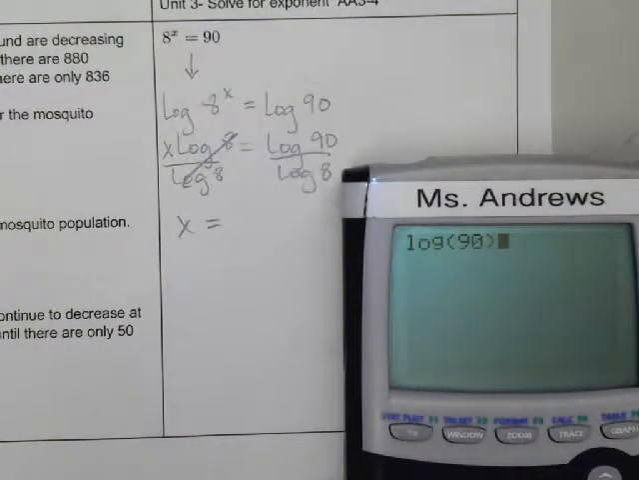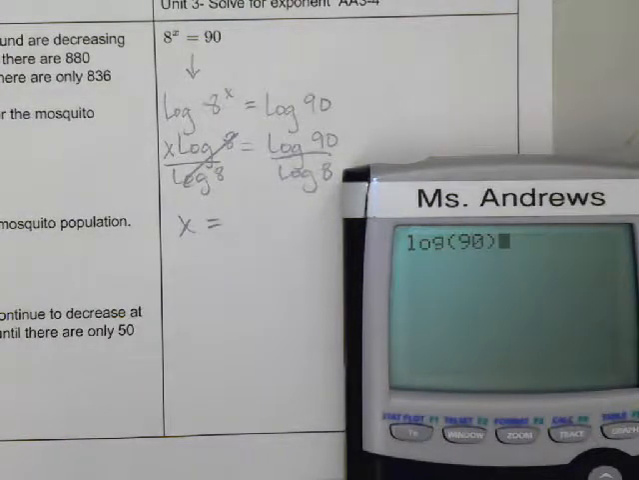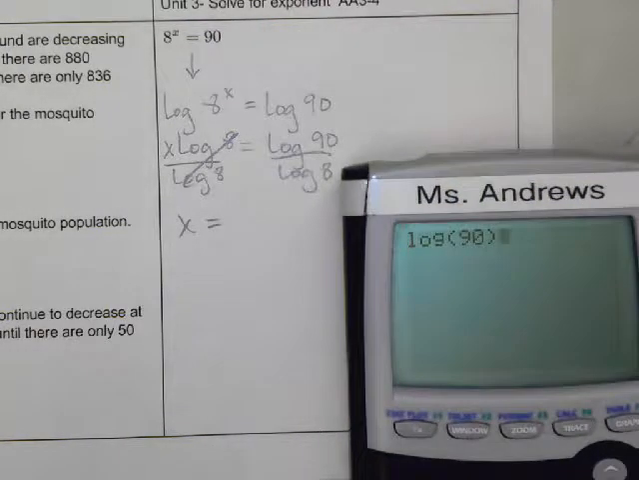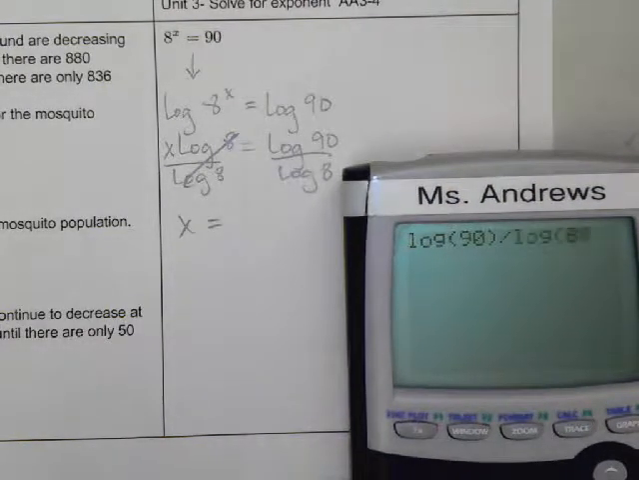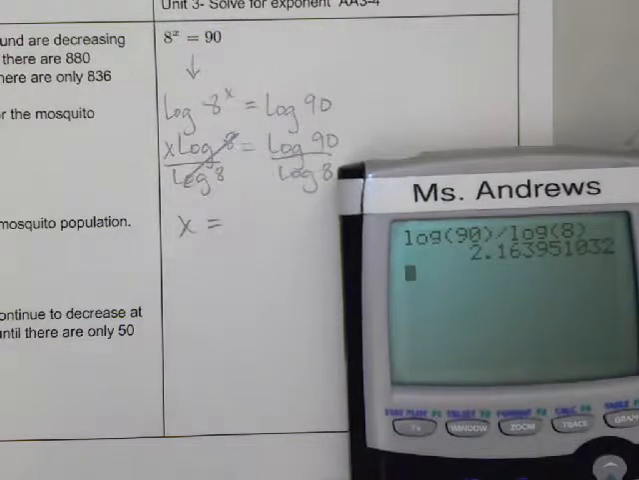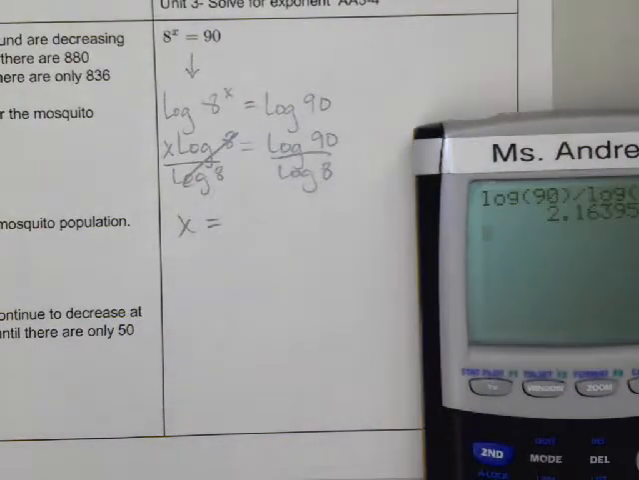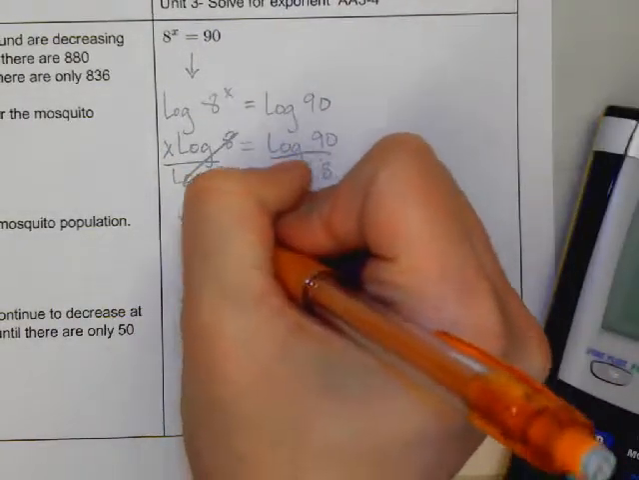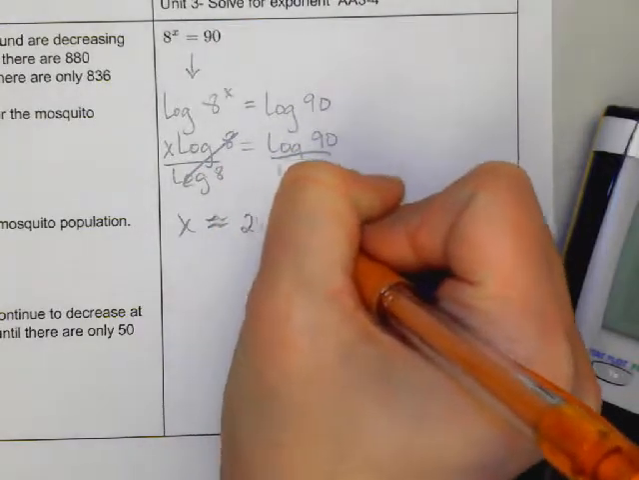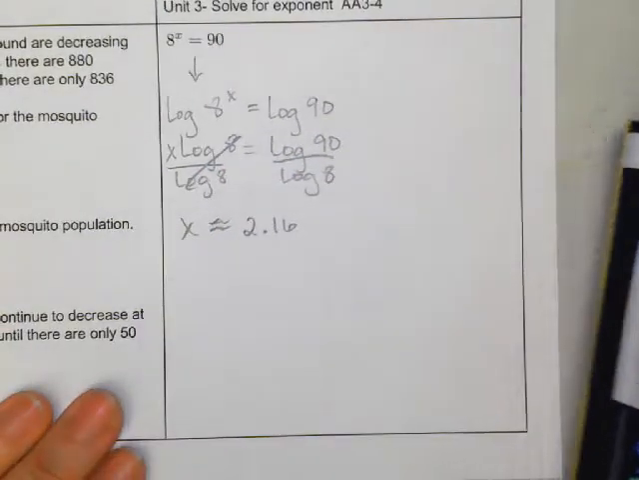Log 90, close that parentheses, that part is very important. Okay, so log 90 divided by log 8, and that gives me 2.16, and I'm just going to round that off, so approximately 2.16. That's one way to go about it.